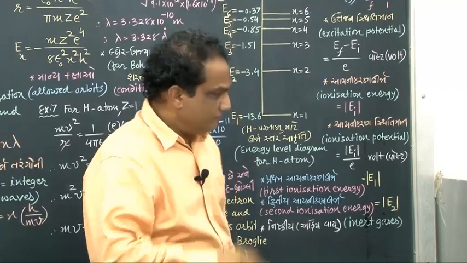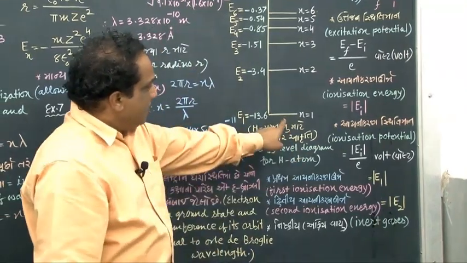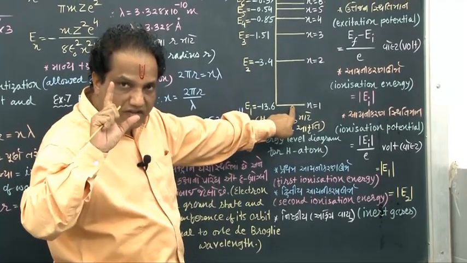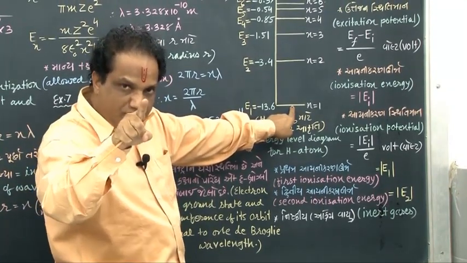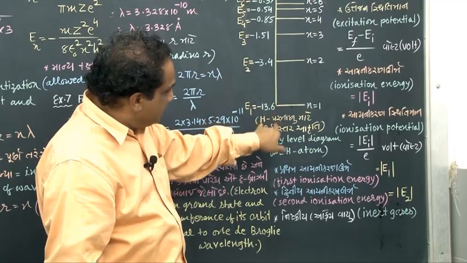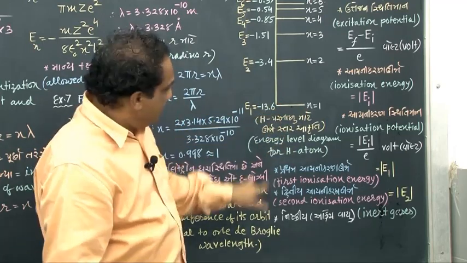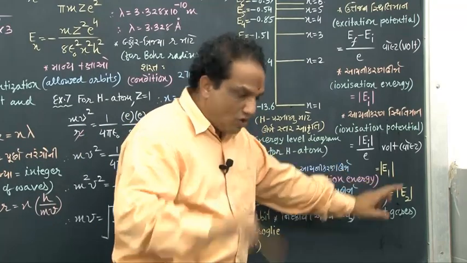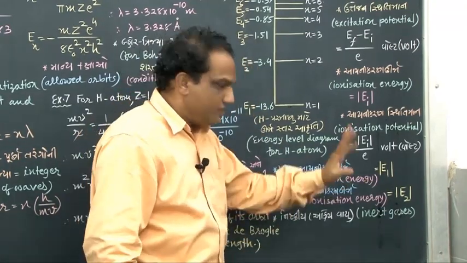Ionization potential. For example, if the electron is lying here and you want to free it from the binding with the nucleus, what minimum energy should you supply from outside? Plus 13.6 electron volt, which is modulus of E1. Modulus of E1. Such energy is called first ionization energy.